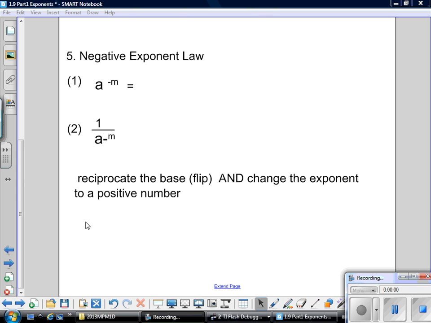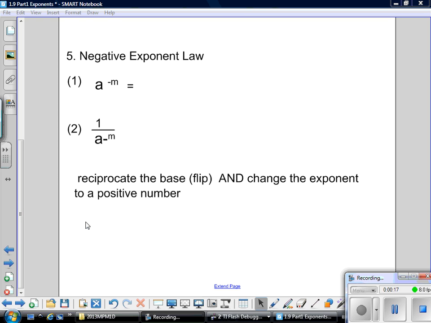Okay, so let's look at the last exponent law that we're responsible for this year. It's a negative exponent law. Students seem to struggle with this one too, because again, it doesn't quite make sense to you.